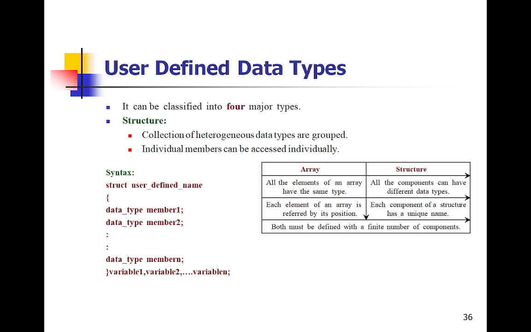So structure is opposite to array. That is, it is heterogeneous data types. So we may have stored the integer type or float type or double, whatever it may be, and we can use it within the structure. By creating the structure name, we can access the individual variables which are available in your structure variables. So individual members can be accessed individually, and this is the actual syntax of that particular structure.